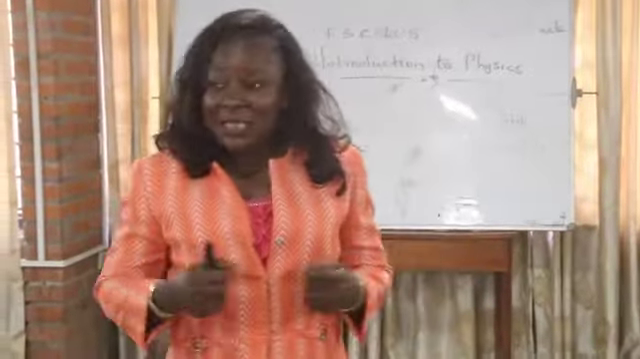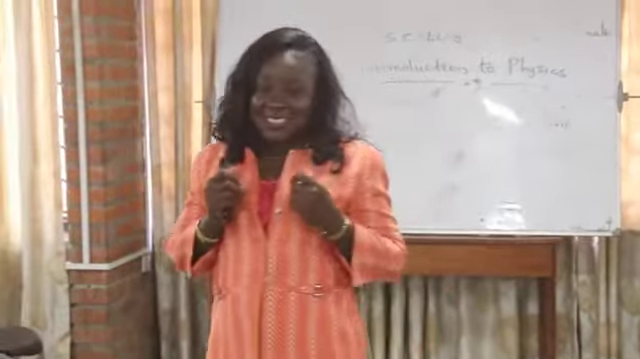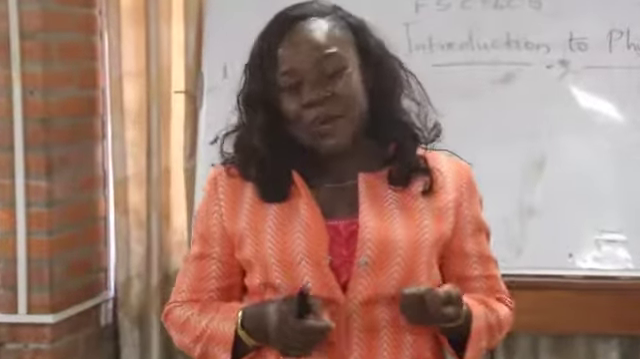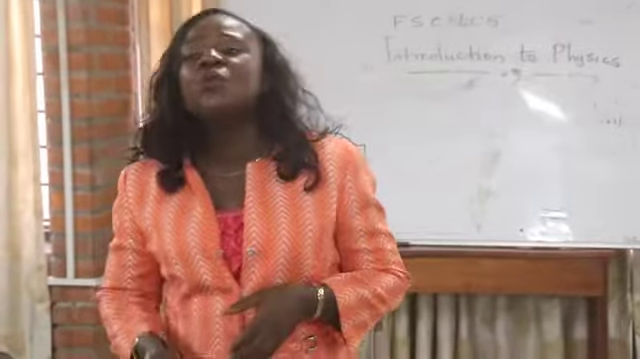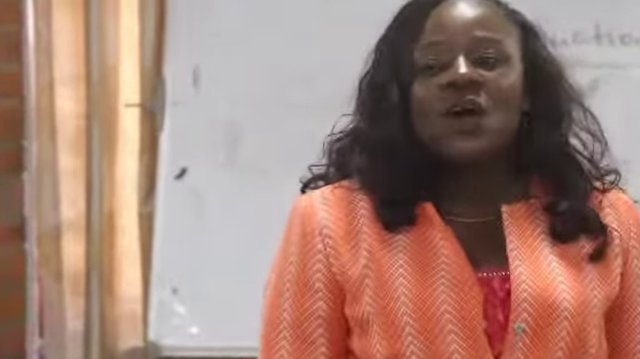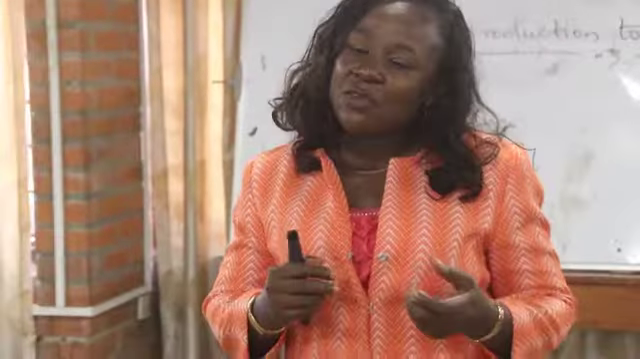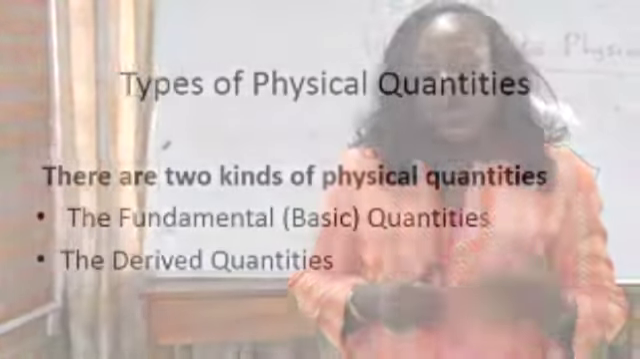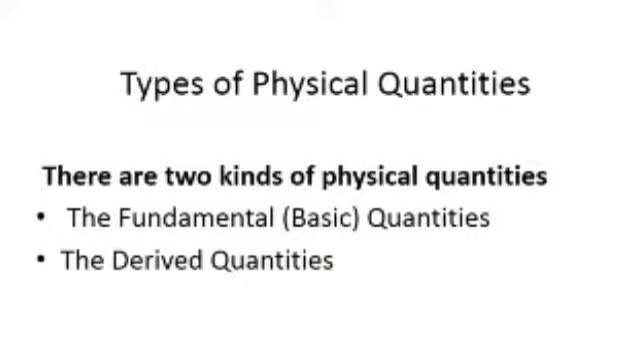A physical quantity is any number or set of numbers used for a quantitative description of a physical phenomenon. There are two kinds of physical quantities. We have the fundamental quantities and the derived quantities.